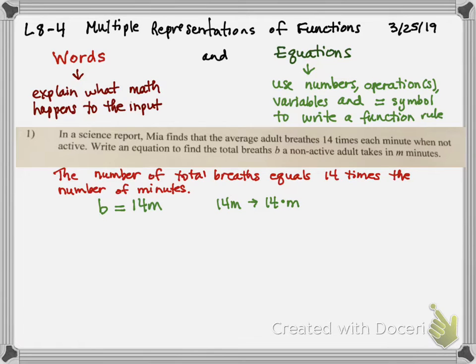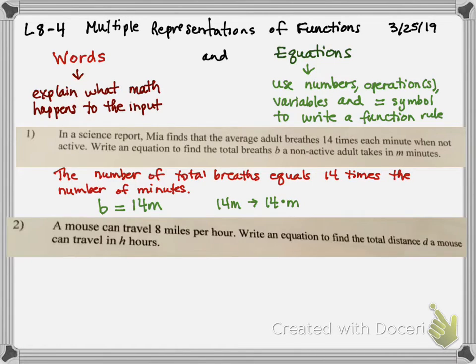Okay? And that's all we have to do: we have to take the actual problem and translate it into words. And then from the words we can write our equation. So we've got a second one coming up. Hold on. So go ahead and make sure that you've glued down number 2. And it says a mouse can travel 8 miles per hour. Write an equation to find the total distance, D, a mouse can travel in 8 hours.